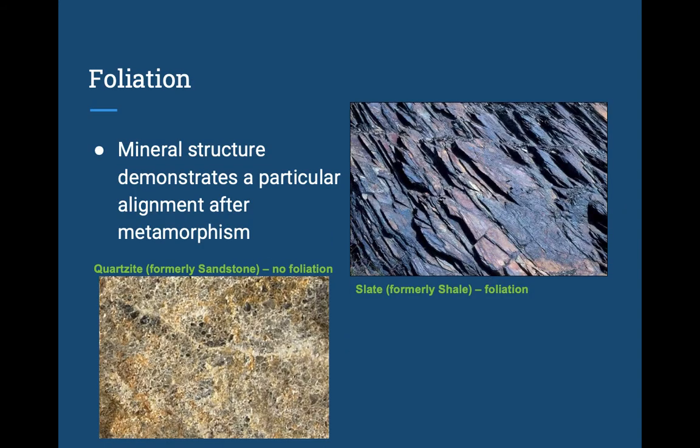Slate, which was once shale, so it was clay, right, that lithified. It's that clastic sedimentary rock. When it undergoes this metamorphic process, it becomes slate. And we don't see lines in here necessarily, but it flakes off in these sheets. So like you can just see the cracks in here. That's another example of foliation.